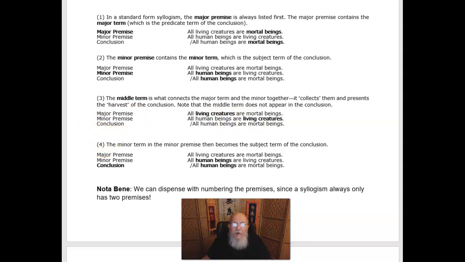Finally, the minor term in the minor premise then becomes the subject term of the conclusion. And the conclusion, human beings, right? The minor term is the subject. Notice also that we can now dispense with numbering the premises, as we learned to do when putting arguments into standard form. Since a syllogism always only has two premises, we just don't need to number them because we know we'll have two.